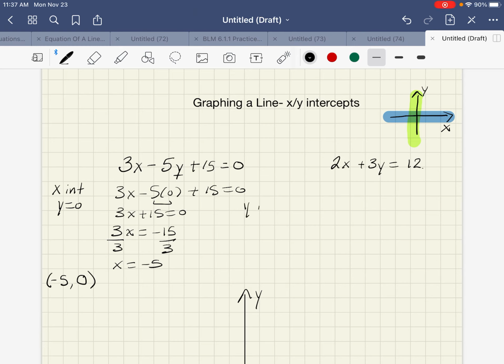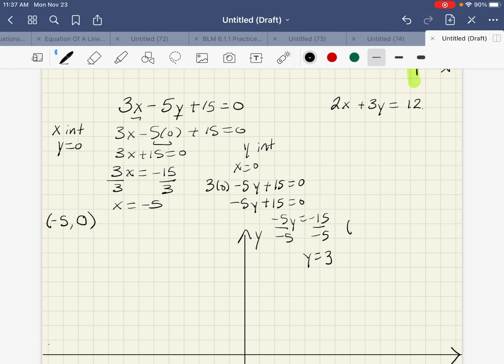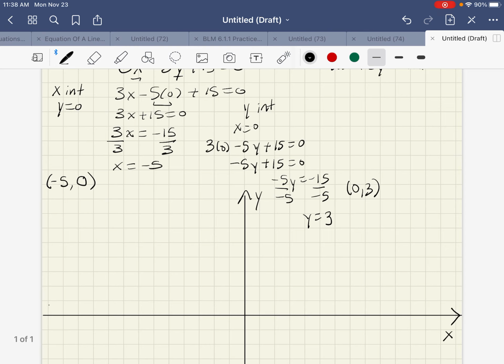For instance, now I'm going to calculate the y-intercept, and I'm going to let x equal 0. So I'm going to go back here to the beginning, and I'm going to substitute 0 for x. And then do the same thing, I'm going to balance for y. So again, balancing, making sure we do the opposite operations, isolating the y. So we get y is 3. Now that's the point 0, 3, because we let x equal 0. So now there's my 2 points, -5, 0, and 0, 3.